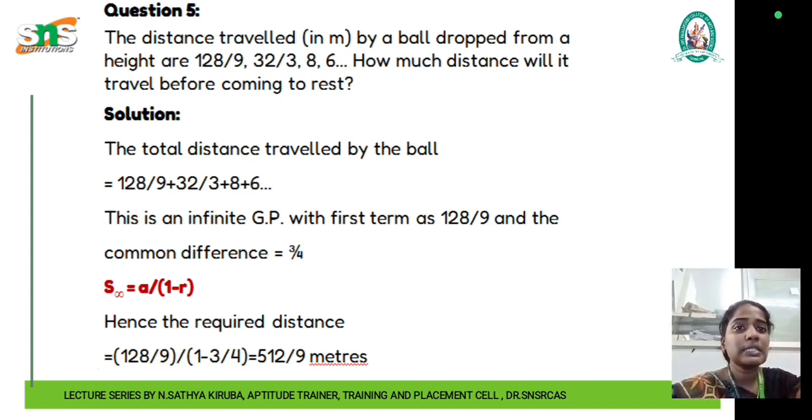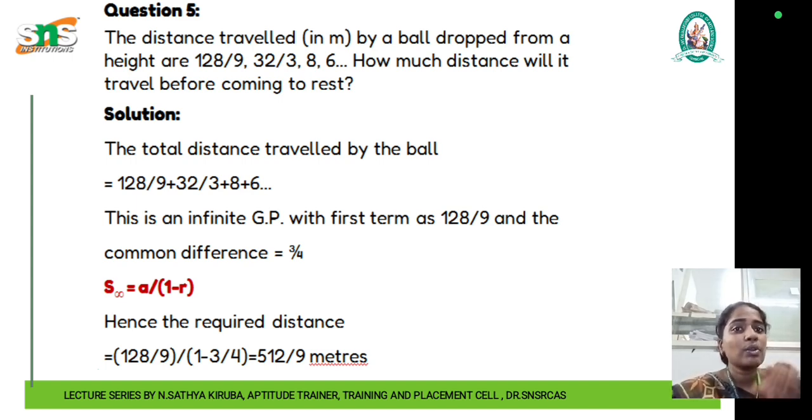So the total distance traveled is nothing but the sum of the terms, as the number of times has been multiplied. That is what the problem is all about. Now we don't know where the series ends, so what we have to do here is sum up all the infinite terms. Already I have taught you how to find the sum of infinite terms. The sum of infinite terms is equal to a by 1 minus r.